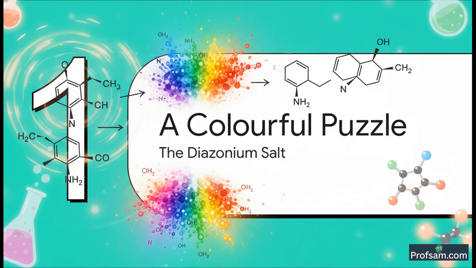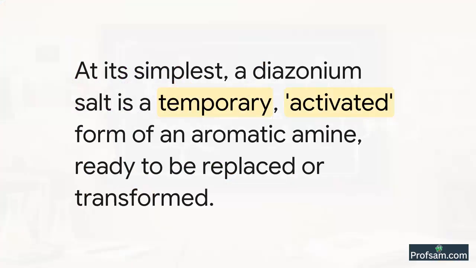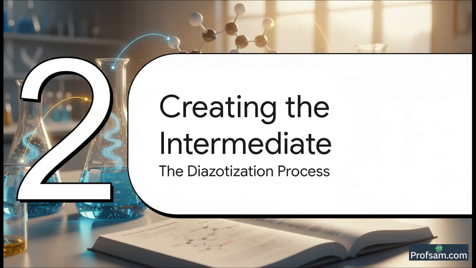Now, why is this so important for us? Because they allow us to take a simple aromatic amine and transform it into a whole world of other useful compounds, including those brilliant dyes we were just talking about. So, what is a diazonium salt really? Let's break it down. At the simplest level, think of it as a temporary, activated form of an aromatic amine. It's like we've given the amine group a supercharge, making it ready to react, ready to be swapped out for another group.